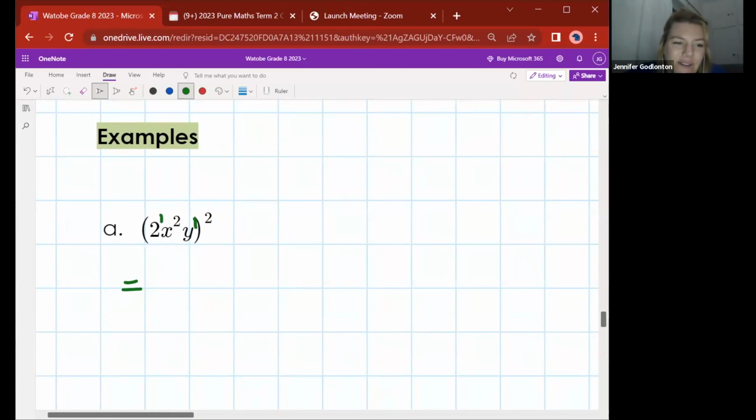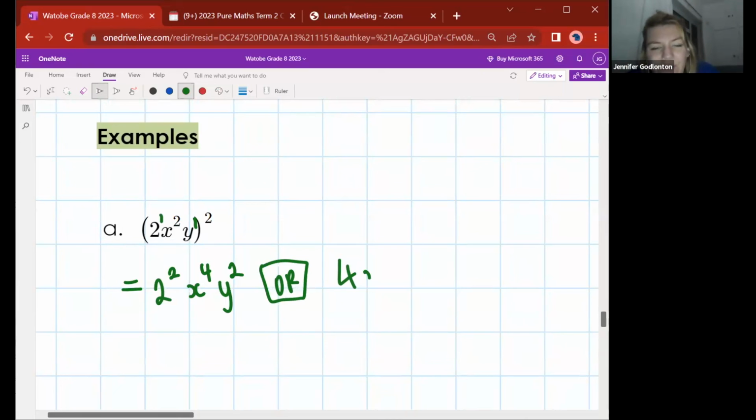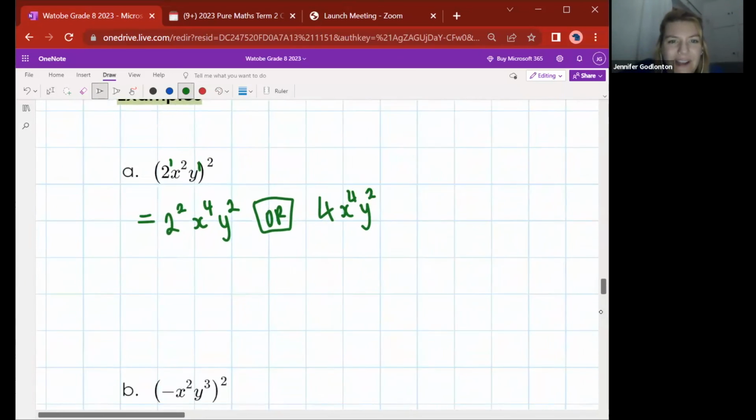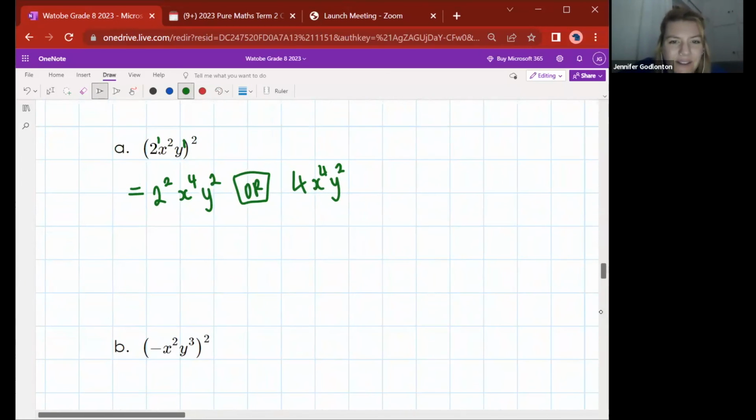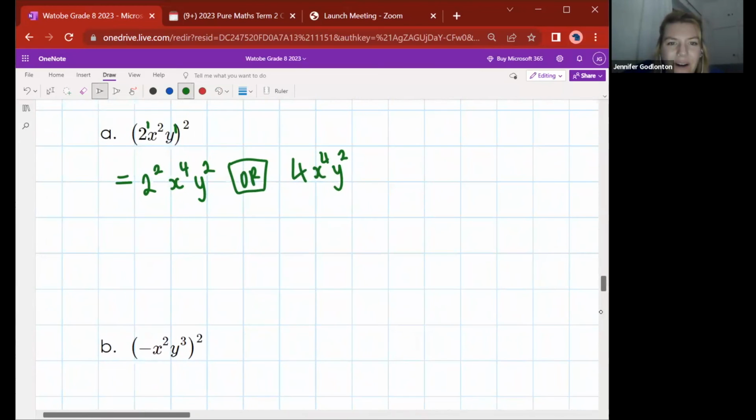Good. So 2 to the power of 2, x to the power of 4, y to the power of 2, or you could have written it as 4, x to the power of 4, y to the power of 2. Happy dance. Nice job, guys. I'm seeing confidence in your answers, and I'm hoping that's internalized as well.